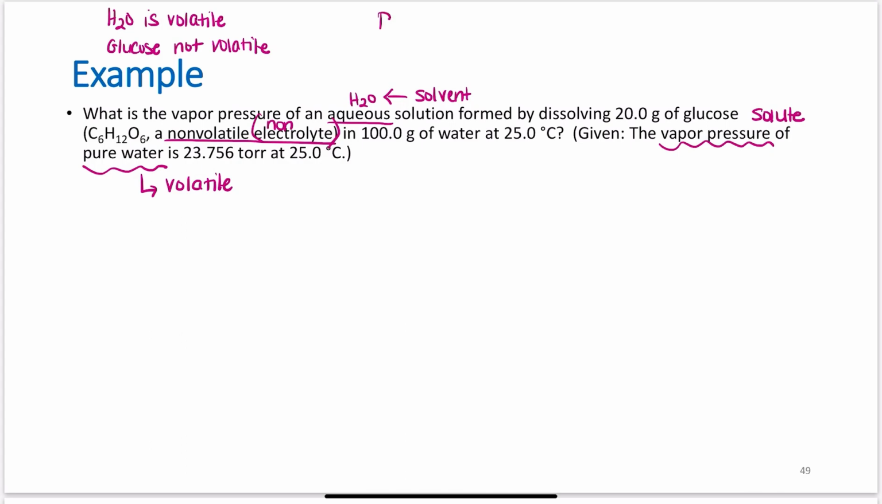We know that P sub A is equal to X sub A times P naught sub A. And we know that we're looking at water, so we can actually say P of water, the vapor pressure of water, is equal to the mole fraction of water times the vapor pressure of pure water. So I want to know, what is the vapor pressure of this solution? So the pressure of the water of this solution will be equal to the mole fraction of water times the vapor pressure of water. I already have this. That's given right here. So can I find the mole fraction of water?